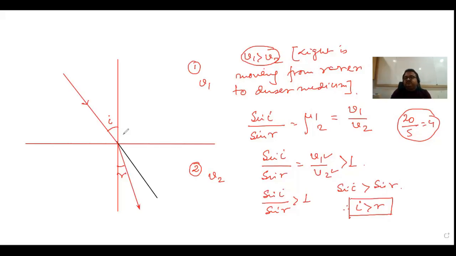Point number 2. If light moves, say for example, and we change the medium, correct? Interchange the medium, correct? So let me take another example. Now I'm going to take a different case. Let this be the surface of separation. And again, as usual, first I'm drawing the incident ray.